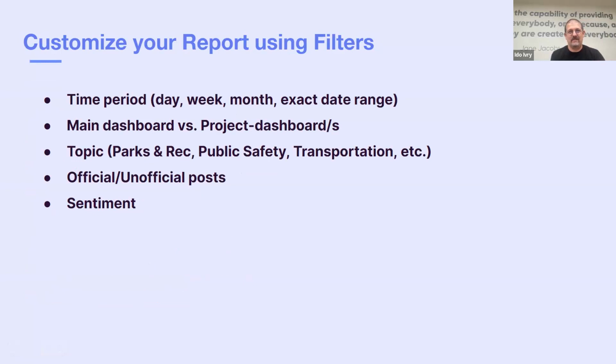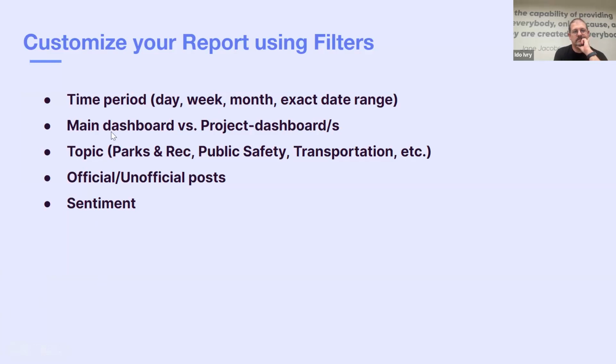So how do I get the right data into my report? You do that using filters. We have several filters, and you'll see it on the platform when we go to the demo. So you can filter by time period. If you want to look at a particular month, if you're doing a monthly report, or maybe a week for a weekly report, and you can even choose an exact date range on your one-off reports.